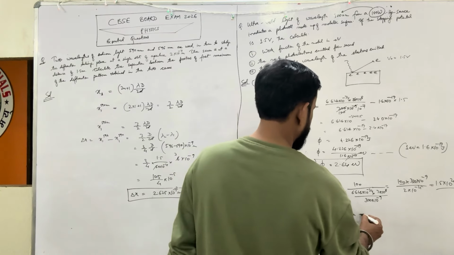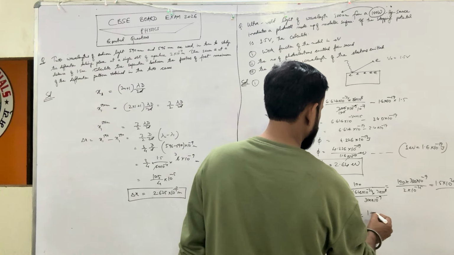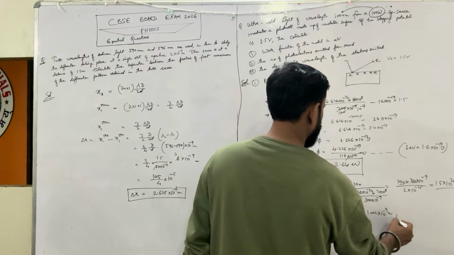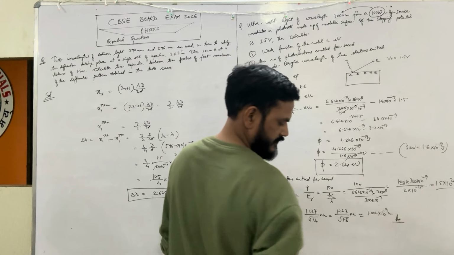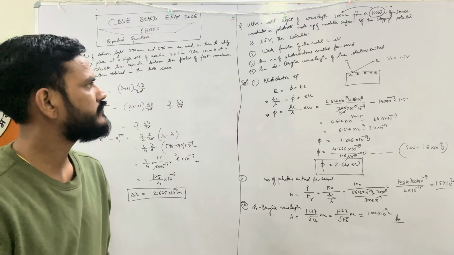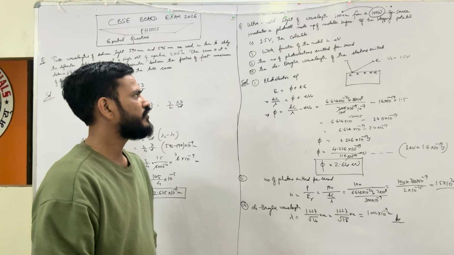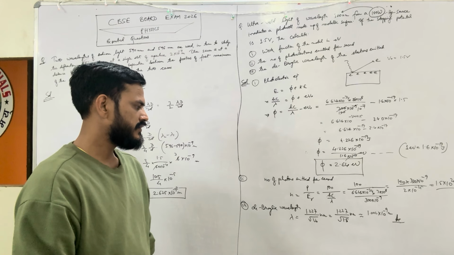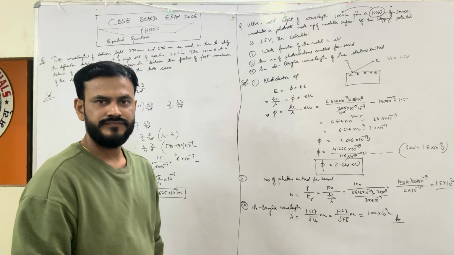So it comes out to be approximately 1.002 × 10^-9 meter. So this is the de Broglie wavelength. So we used the photoelectric effect as well as the de Broglie wavelength to find the wavelength of the electrons.